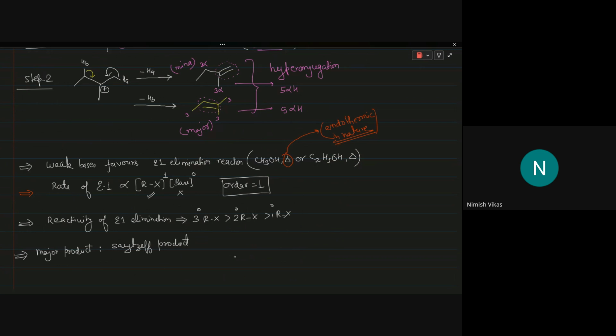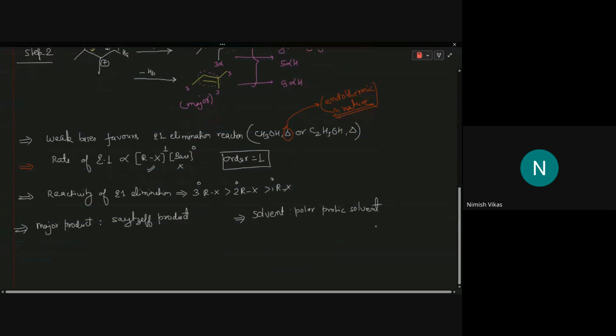Now, the next point is which type of solvent favors E1. As you can see, sir, a carbocation is generated, which is a charged species. So if you ask me which type of solvent favors it, it is the polar protic solvent. The polar protic solvent favors the E1 elimination reaction, right? So these things are there.